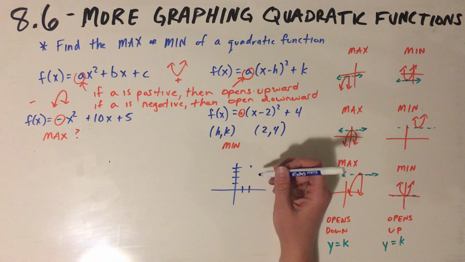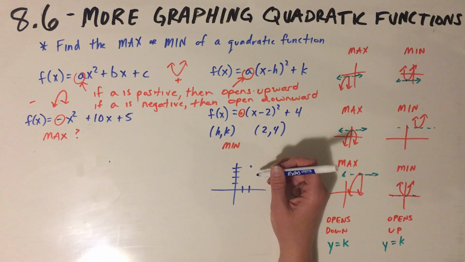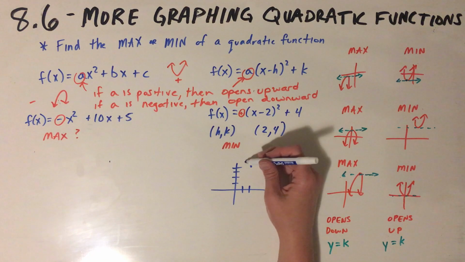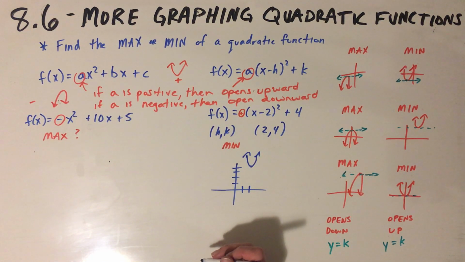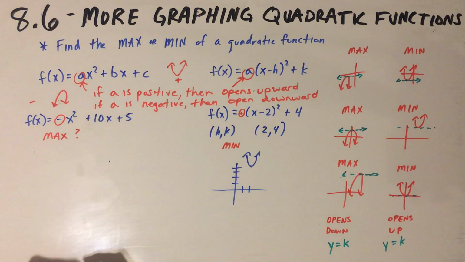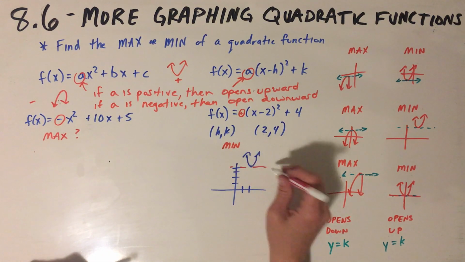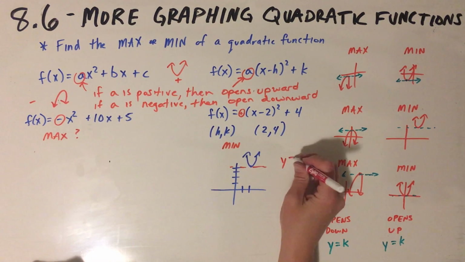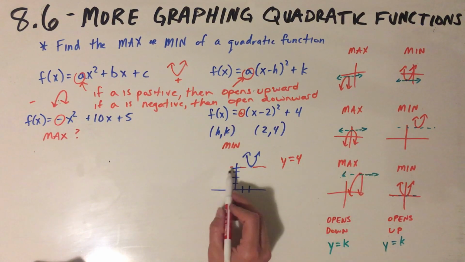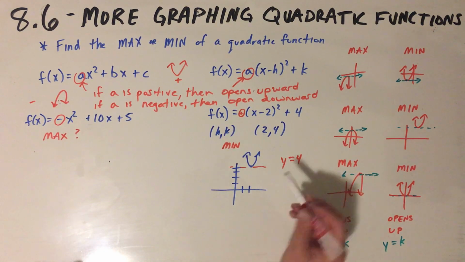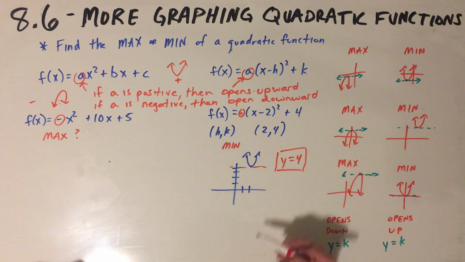Here's my vertex. And this opens upward. So the min is going to be at the value of y equals 4, this y value right here. This parabola will never go below that. So our min is right here.